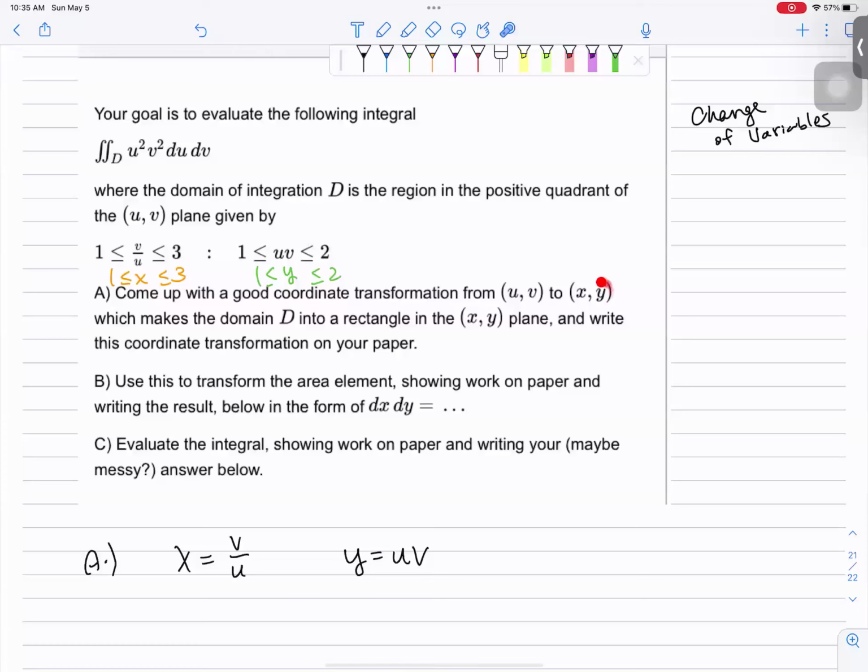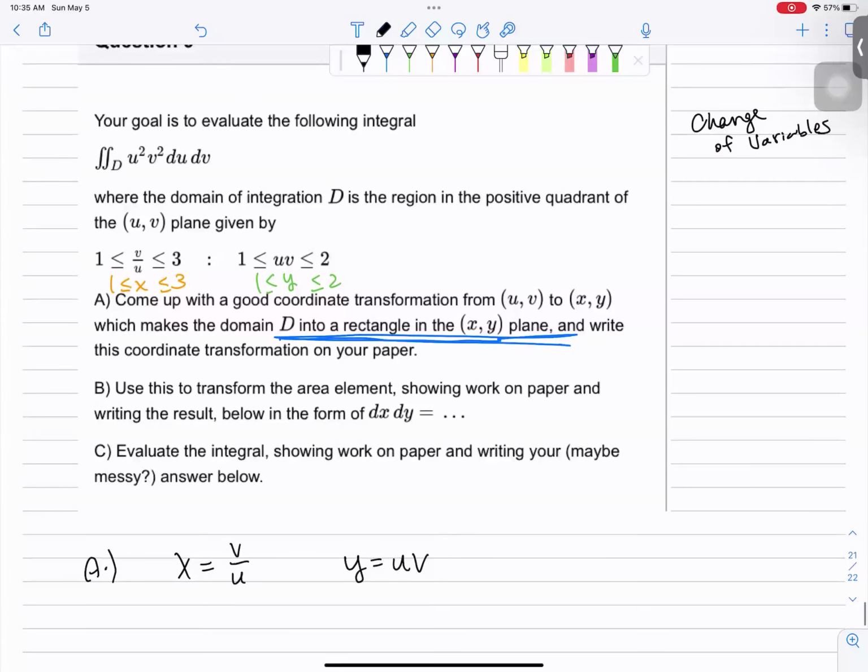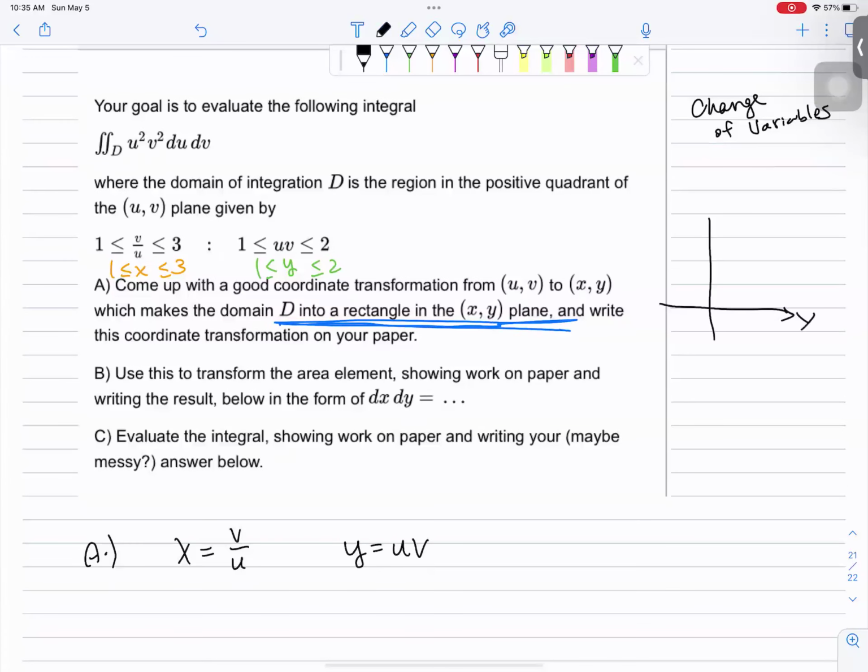And the reason they say that this XY now makes a domain in the rectangle in the XY plane is because what do these bounds mean in the XY plane? If X is between 1 and 3, and Y is between 1 and 2, that region is exactly this rectangle. So that's why they say this new transformation, this XY coordinate system, makes a rectangle in the XY plane.